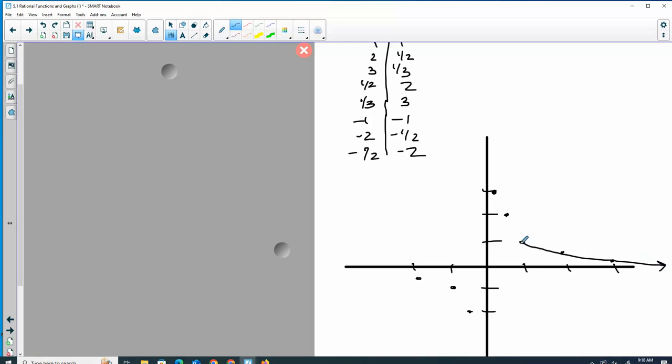but it's not going to hit it. If I do 1 divided by something, it's getting closer to 0, but it never equals 0. Okay, with my x's, I can't plug in 0, so it's getting closer to this y-axis, but not hitting it. Same thing down here.